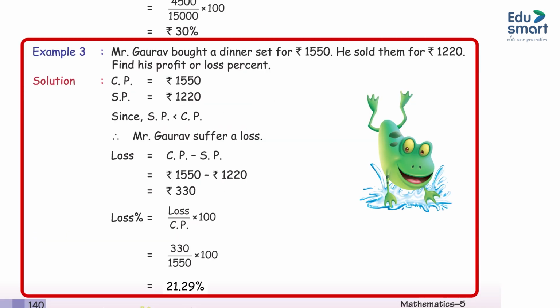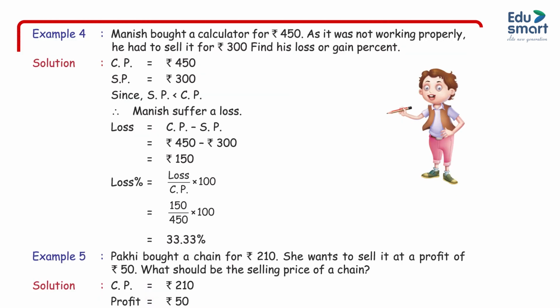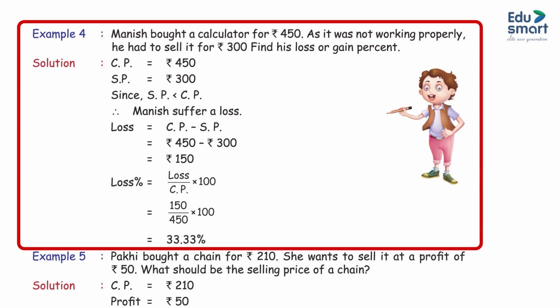Example 3. Mr. Gaurav bought a dinner set for rupees 1,550. He sold it for rupees 1,220. Find his profit or loss percent. Solution: CP is equal to rupees 1,550, SP is equal to rupees 1,220. Since SP is less than CP, Mr. Gaurav suffered a loss. Loss is equal to CP minus SP, 1,550 minus 1,220, is equal to rupees 330. Loss percent is equal to loss upon CP into 100, 330 upon 1,550 into 100, is equal to 21.29%.